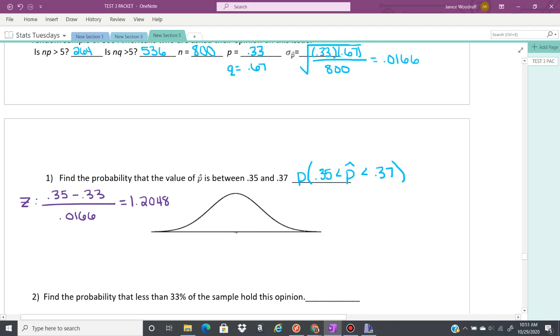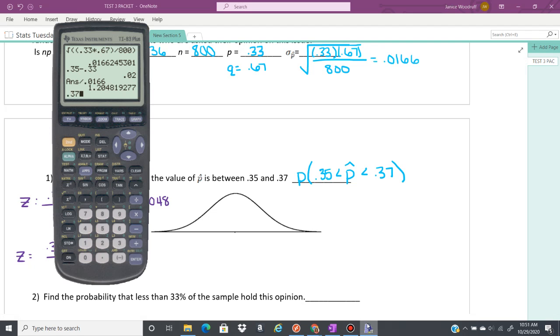Okay, then our second z-score, 0.37, we'll do 0.37 minus 0.33 divided by 0.0166. So 0.37 minus 0.33. So there you're going to get a 2.4096.